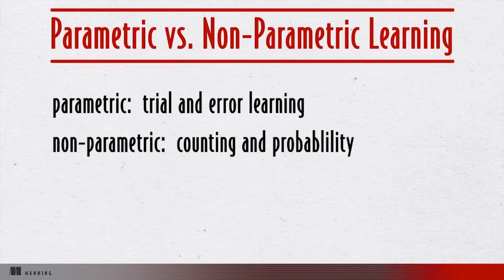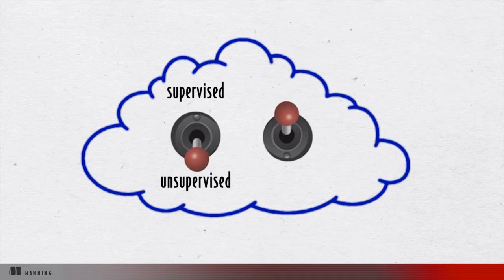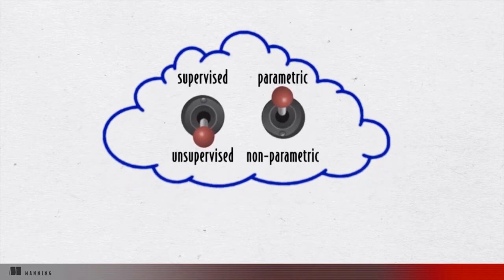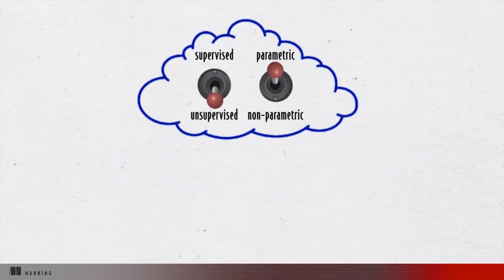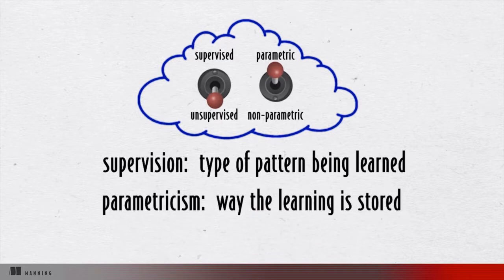So if we think about our little machine learning cloud, it has two settings. As you can see, we really have four different types of algorithms to choose from. An algorithm is either unsupervised or supervised, and it is either parametric or non-parametric. We'll be talking about all four types. Whereas the previous section on supervision is really about the type of pattern being learned, parametricism is about the way the learning is stored, and often, by extension, the method for learning.